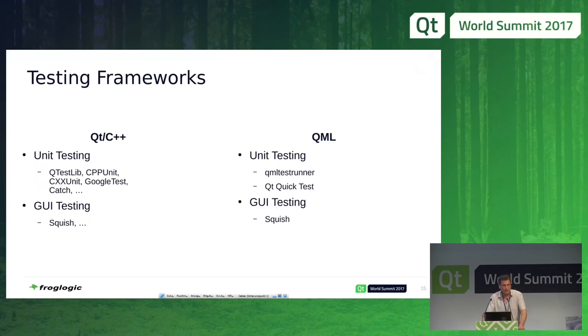In terms of how to run your tests, I cannot even list the full set of tools here. If you do C++ programming, Qt comes with its own QtTestLib. There are many alternatives. I've listed the ones that I hear most often being used: CppUnit, CxxUnit, and Google Test. Internally, my colleagues are also using the Catch framework now, which also leads to very nicely written unit tests. You can do some GUI testing with QtTestLib as well, so there are functions to click on individual objects.